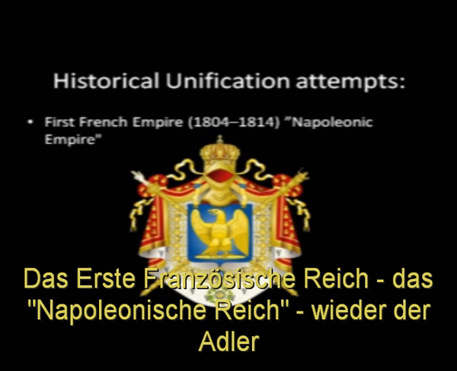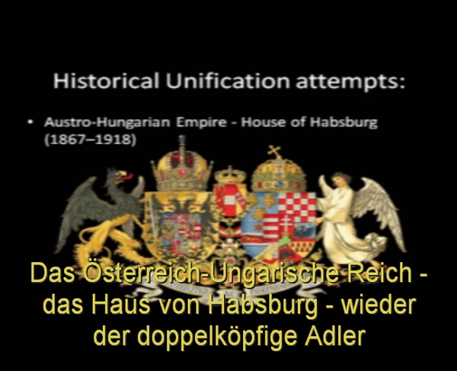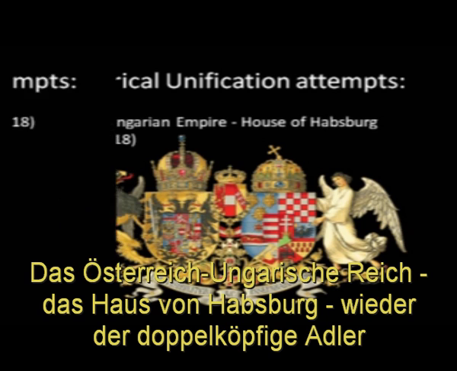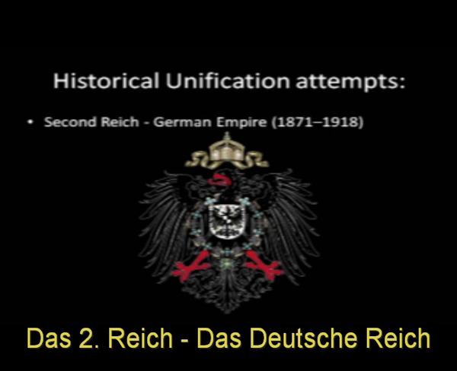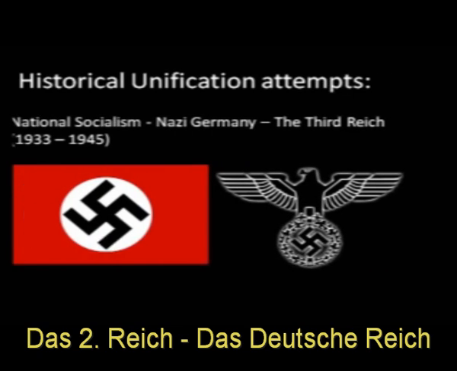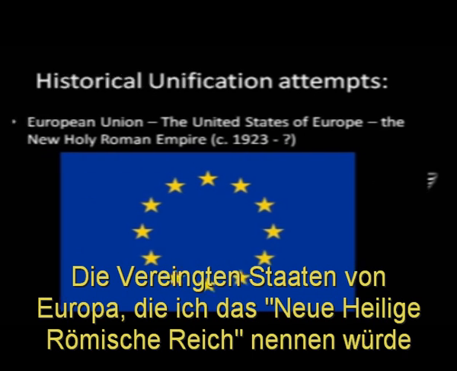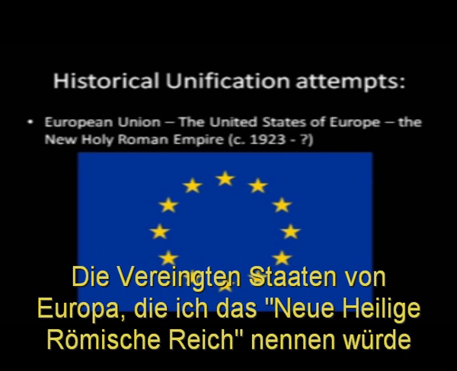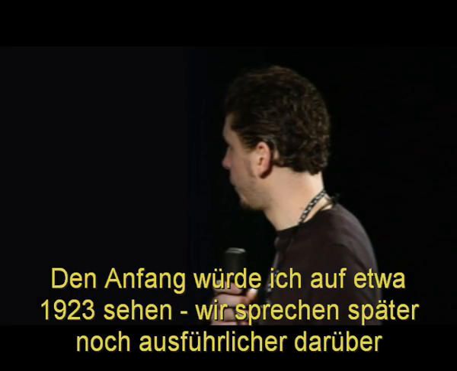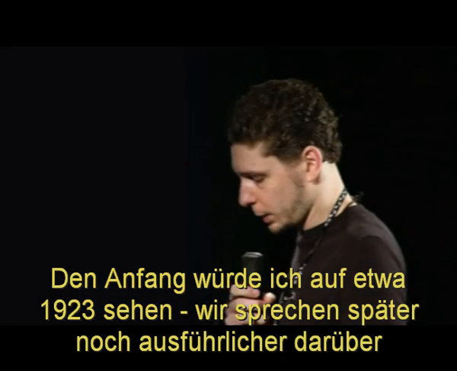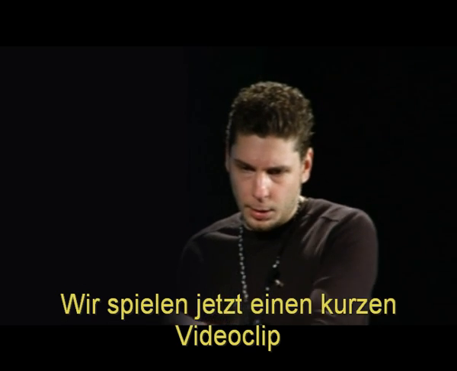The First French Empire, or Napoleon's Empire, the eagle. The Austro-Hungarian Empire, or House of Habsburg, comes up. The double-headed eagle is there again. The Second Reich, German Empire. You have National Socialism then, the Third Reich popping up on the scene, Nazi Germany. Then we have the United States of Europe, or the European Union, what I call the New Holy Roman Empire in that sense. And I put the inception date at 1923, around that time. We'll look at that more in detail later on.